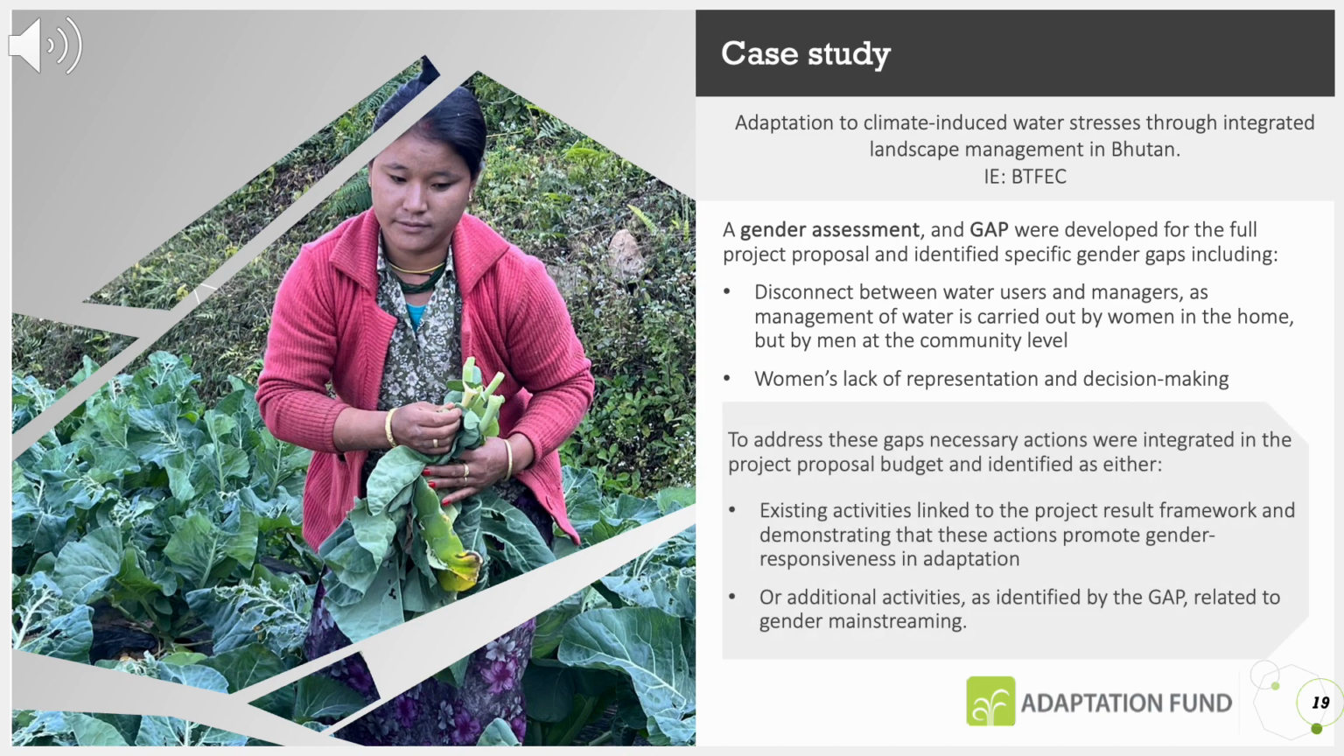To address these gaps using best practice, the necessary actions were integrated in the project proposal budget and identified as either existing activities linked to the project results framework and demonstrating that these actions promote gender responsiveness in adaptation, or additional activities as identified by the Gender Action Plan related to gender mainstreaming.